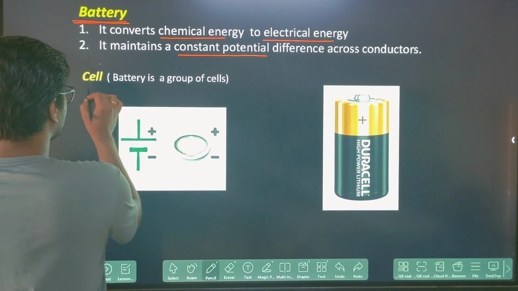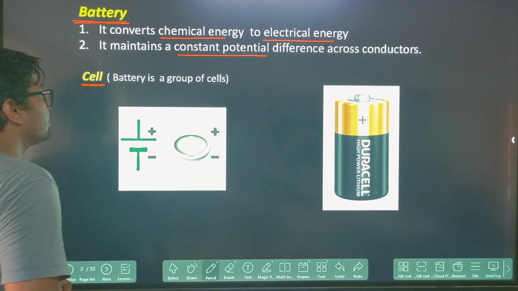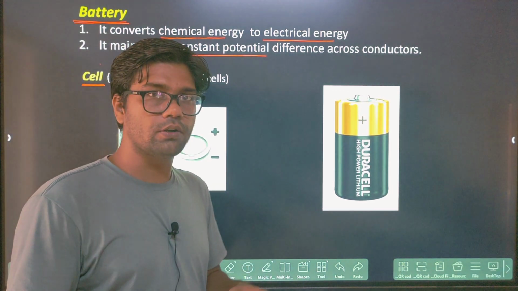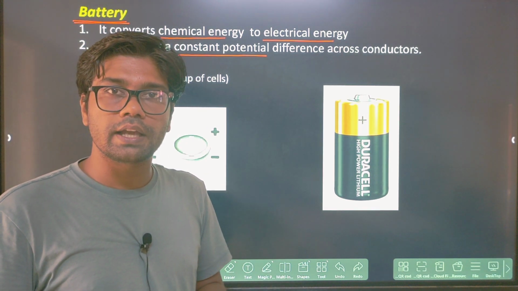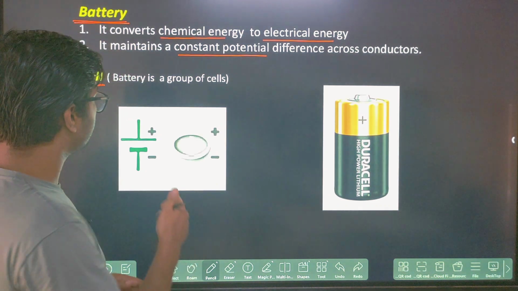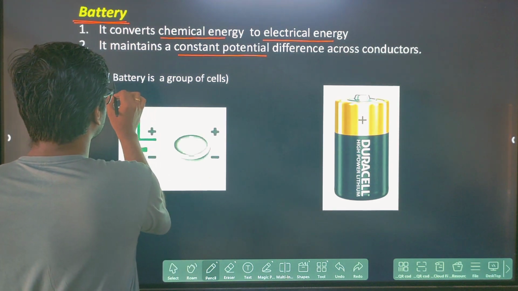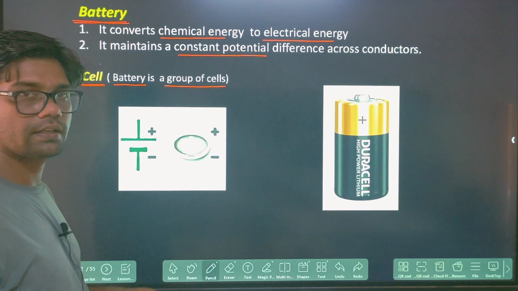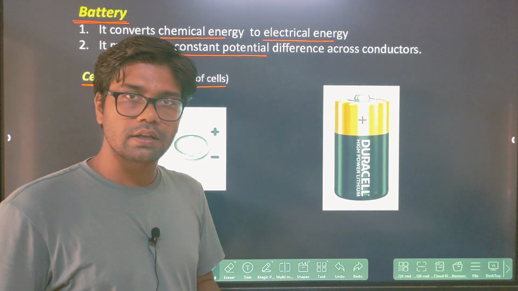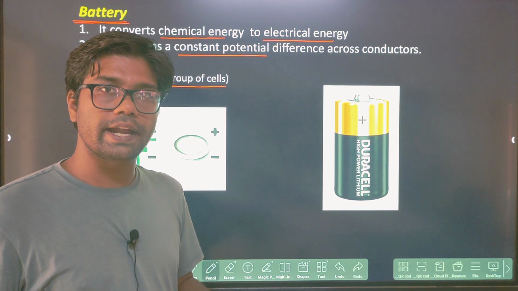Then we will see what a cell is. Basically, if you take a group of cells and connect them in an appropriate way, you will end up with a battery. A battery is a group of cells.